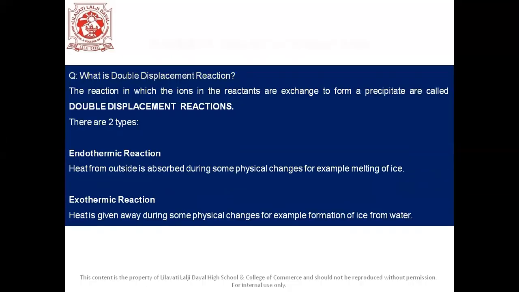Okay, let's move on to the next reaction, that is double displacement reaction. So what is a double displacement reaction, students? The reaction in which the ions in the reactants are exchanged to form a precipitate is called a double displacement reaction. There are two types of double displacement reaction: one is endothermic and the second one is exothermic.